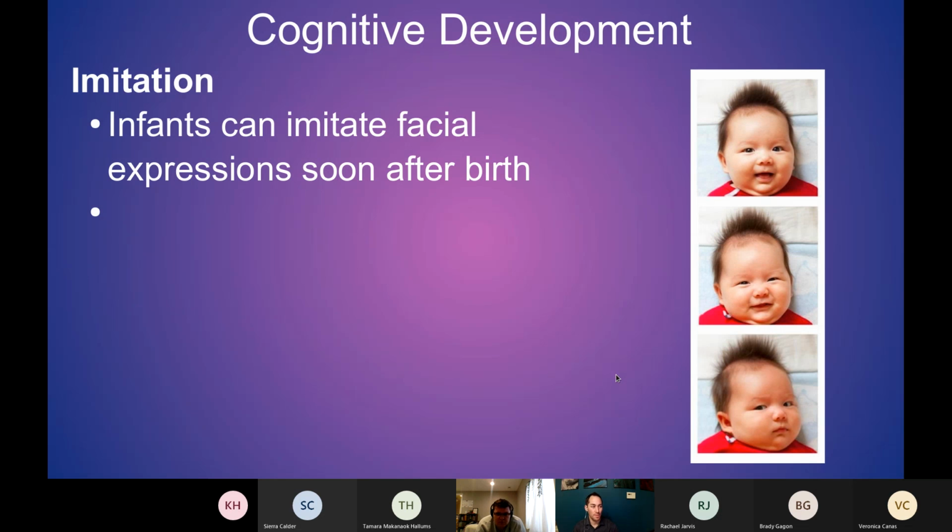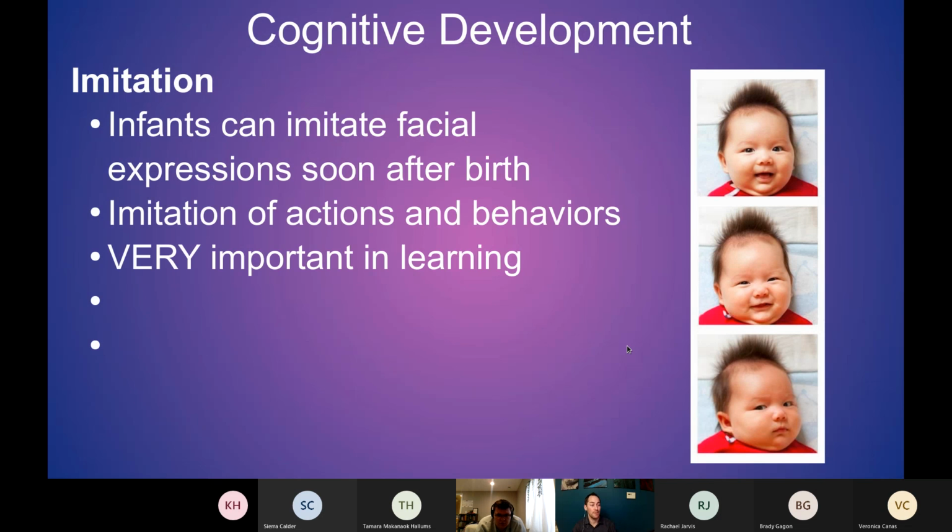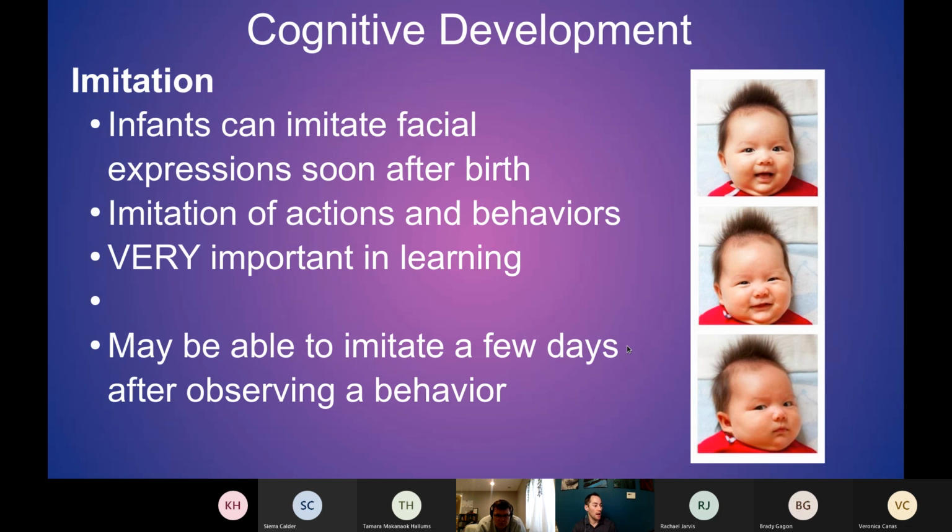Children in their cognitive development develop a lot through imitation. So they will imitate faces, they will try to imitate noises. That's a big part of their cognitive development and a very important factor in learning.